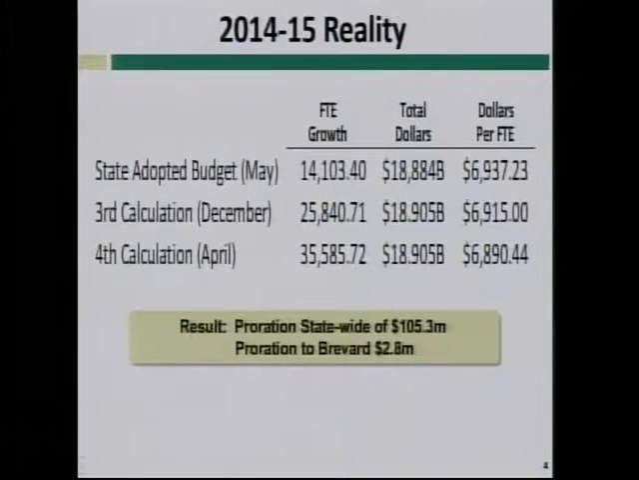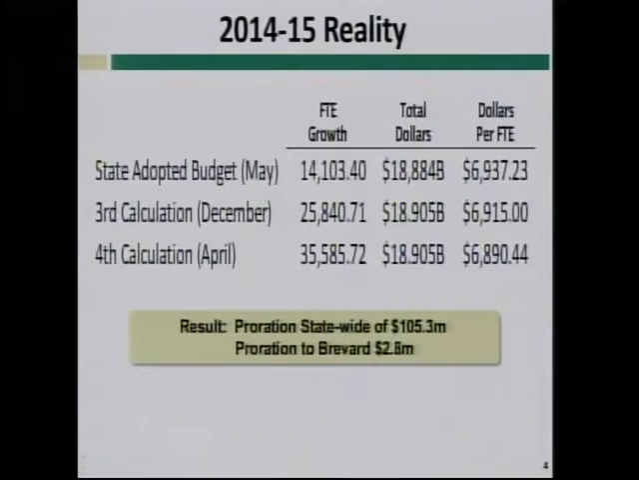This is statewide numbers. When the legislature adopted their budget a year ago at this time, they were forecasting, as you can see on the first line here, a growth of about 14,000. They set aside almost $19 billion, and it was about $6,900 per student.